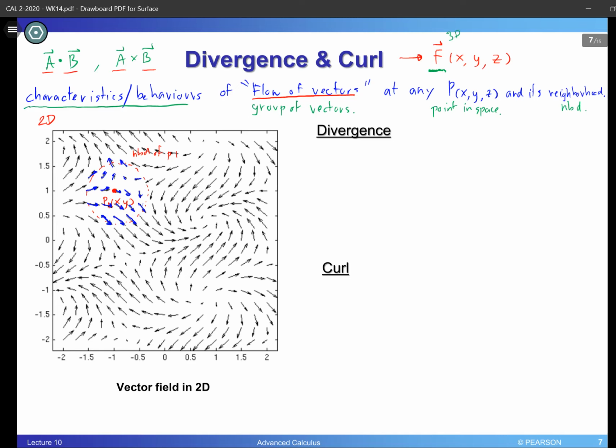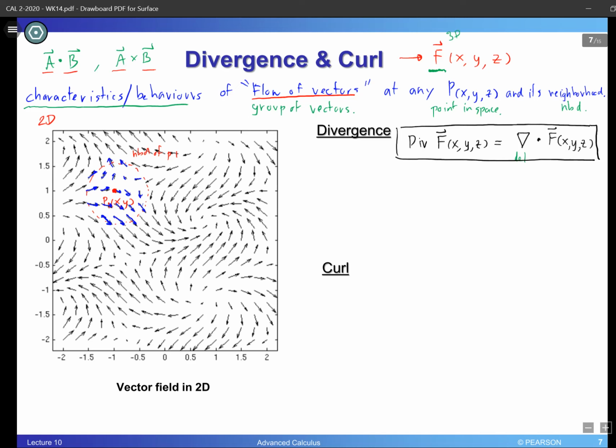Alright, let's go into the details of the physical meaning of each one of them. Let's start with the divergence. I am going to start with the formula for the divergence. The divergence, div for short, of this vector field big F at any given point in the space is equal to this formula. Del, which may be a new sign to you, is the upside down triangle. This one is called del, dotted with the vector field big F. That is the formula for the divergence. We are going to go into the details of this formula later in the next slide. For now, let's put a box around this.